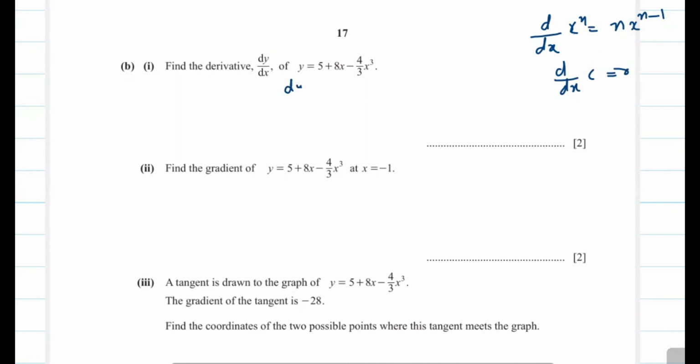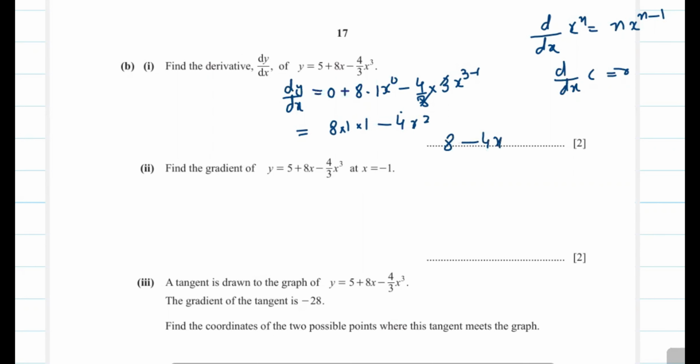Therefore, dy over dx will be equal to, 5 is a constant, so we take 0, and 8 is written as it is. And the x power 1, we can write as x power 1 minus 1, which is 0. And next is minus 4 over 3. We take the derivative of x cube. 4 over 3 is written as it is. The derivative of x cube will be 3 into x power 3 minus 1. Now the value is 8 into 1, and the 3 cancels. Now 4x square. The answer is 8 minus 4x square.